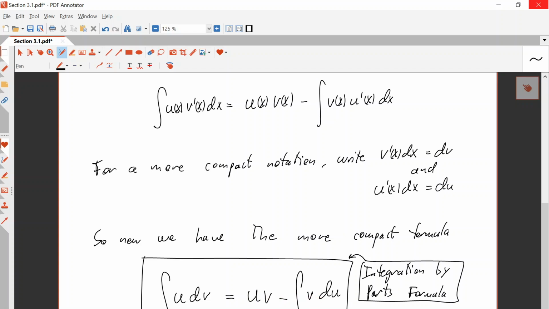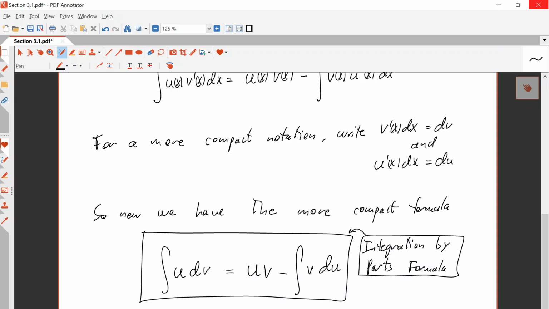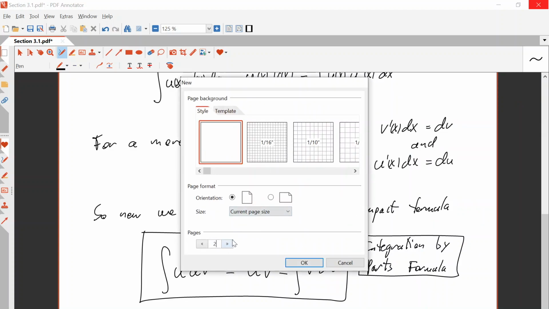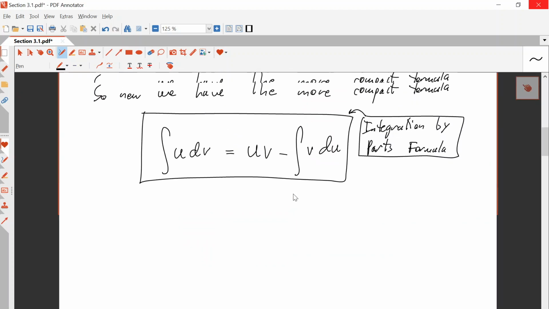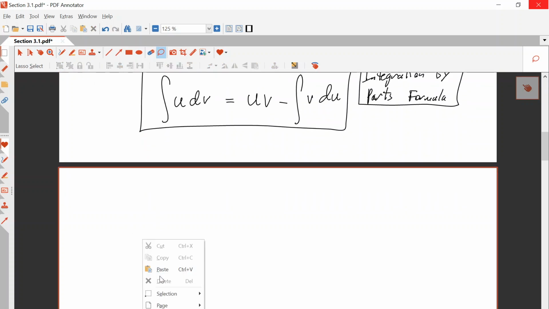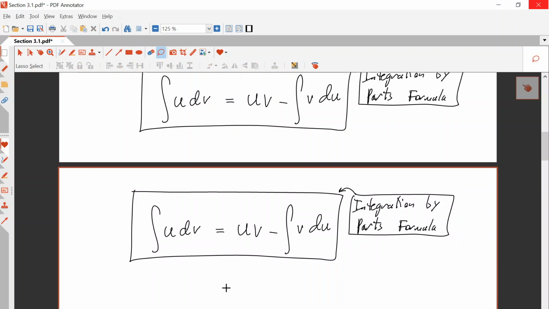Same thing goes with integrals. That's with just antiderivatives. And then if you want to do integrals, you can write it like this. The integral from a to b of u dv is u times v evaluated from a to b minus the integral from a to b of v du. Okay, so we can do antiderivatives or integrals using this formula.